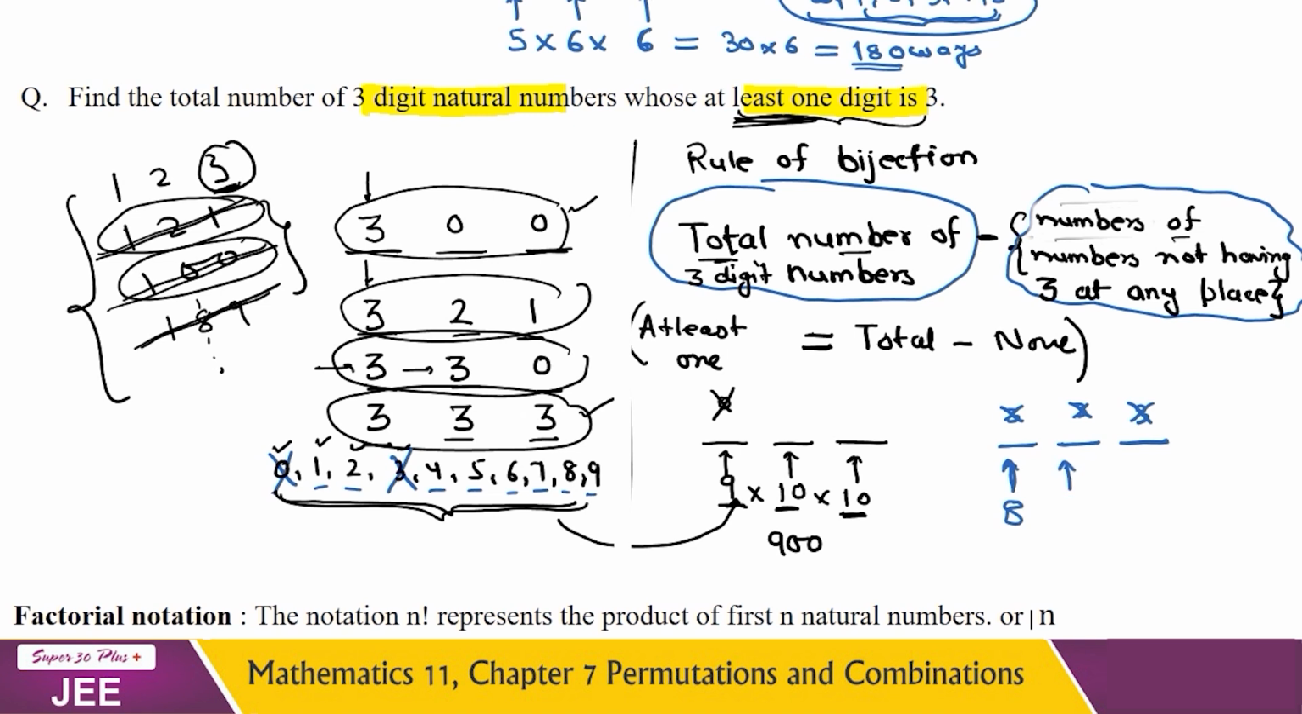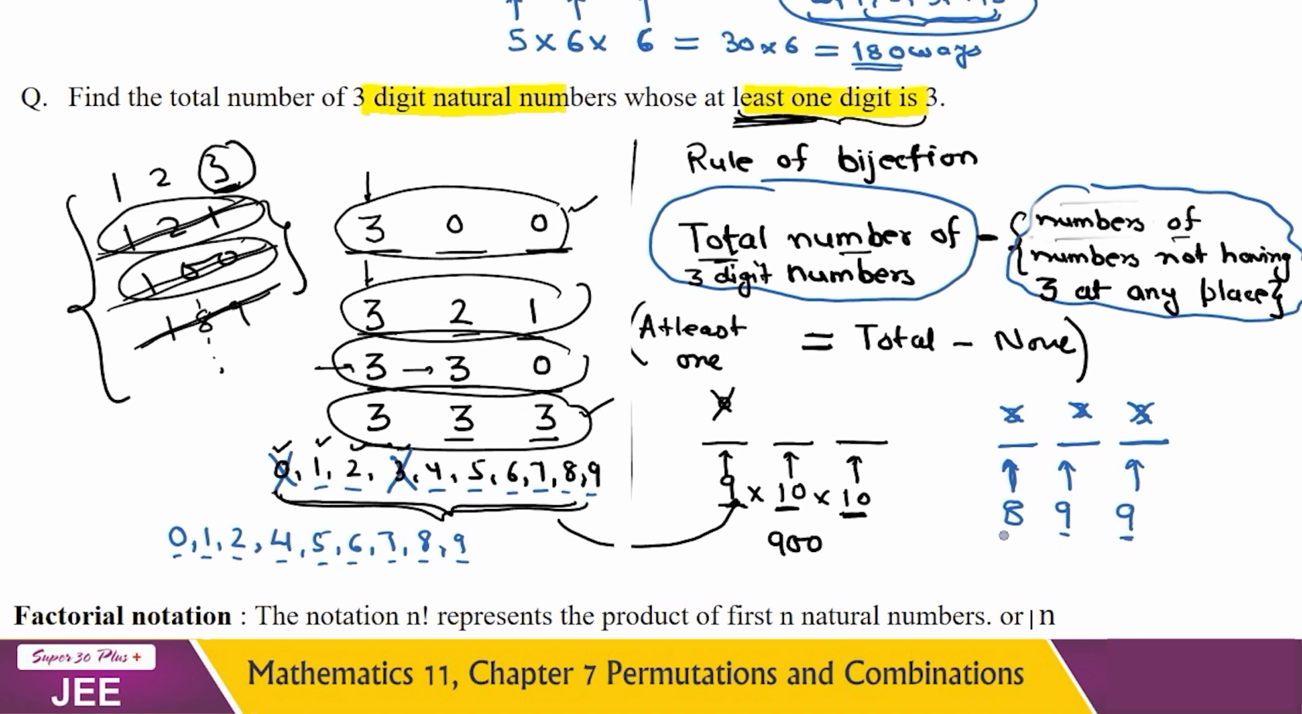For the second place, I can use a 0. I can use a 0 over here. I can use 1. I can use 2. But not 3. Then 4, 5, 6, 7, 8 and 9. So the second place can be filled in 9 ways. And similarly, in how many ways can the third place be filled? 9 ways. Because at the second and third place, we only have to exclude 3.